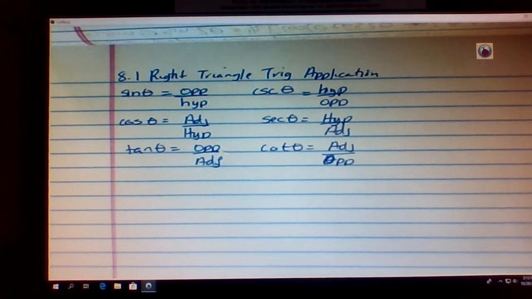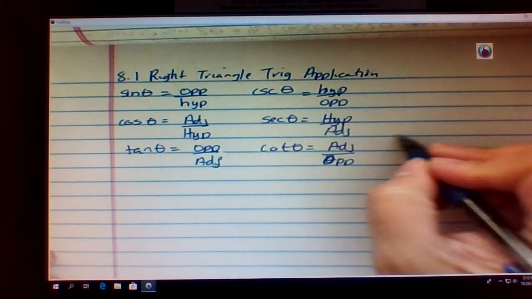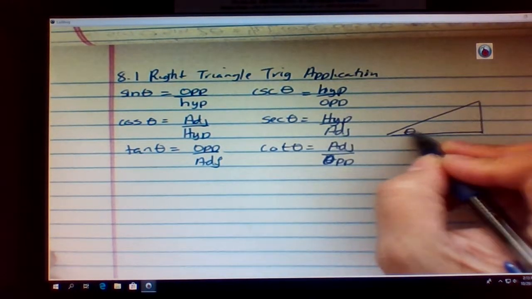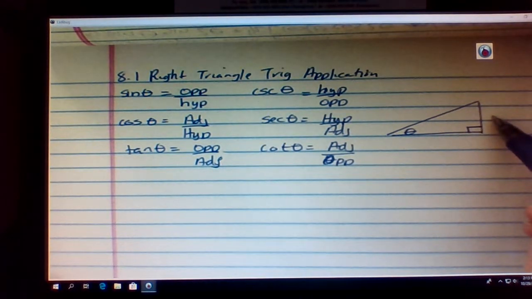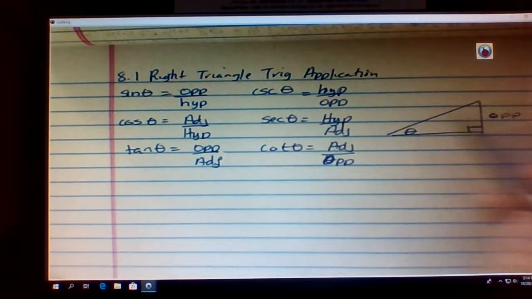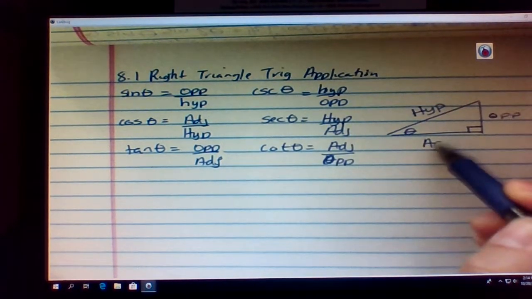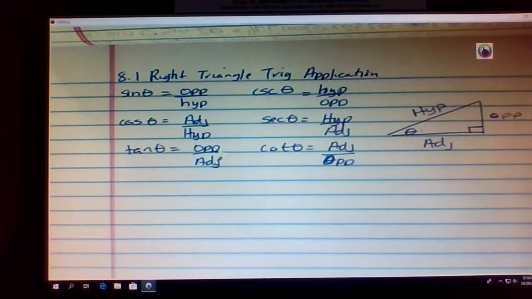So that's something that we need for today's lesson, along with other stuff. If this is your angle and this is your 90-degree angle, this is your opposite. This is your hypotenuse. And this is your adjacent. So we need to remember, according to where the angle is, which one's your opposite, which one's your hypotenuse, and which one's the other one.